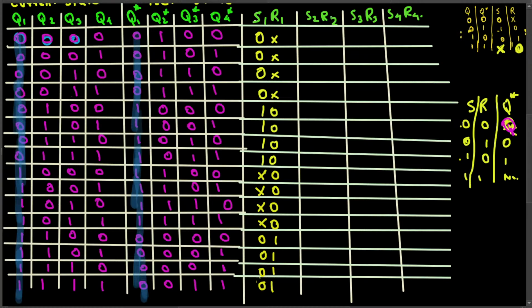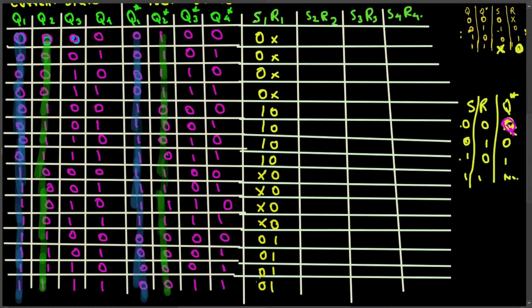Let's look at S2 R2. First we have, okay, let me highlight with a different color. Let's use green. I'm looking at Q2 and Q2 next state.